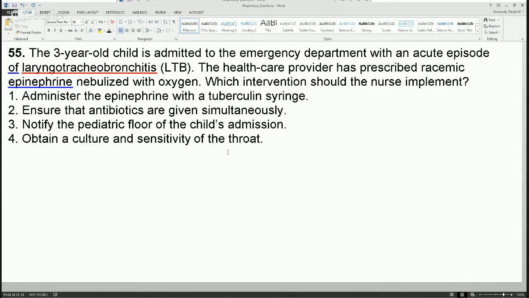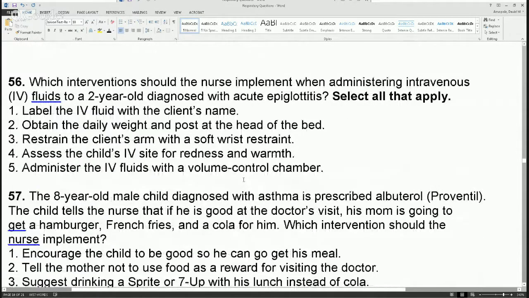I guess you would notify the pediatric floor of their admission then. Yes, it is. They must be hospitalized to monitor for changes after giving it, because the epinephrine is only temporary and distress can return. Well, it's a hardy one, though. It was a fun one. I don't like that question.